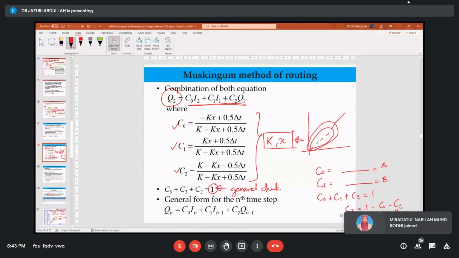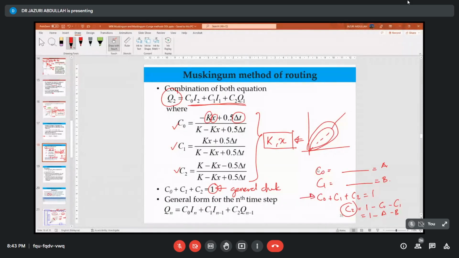You can do this if you are confident that the value of X, the value of K, and the value of delta T were chosen correctly. If you calculate wrongly, you will get the wrong value of C2. I know this method is very easy and straightforward, where you only calculate C0 and C1. But the problem is if you wrongly press the calculator, or wrongly put in the value of K or the value of X.